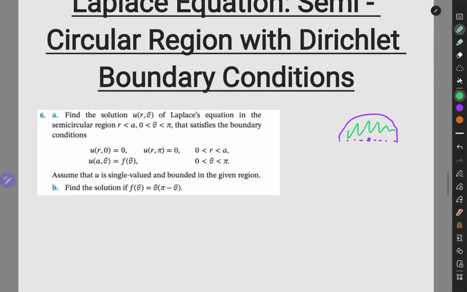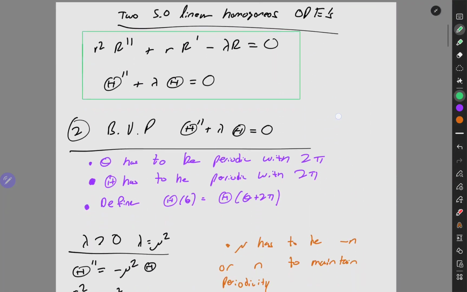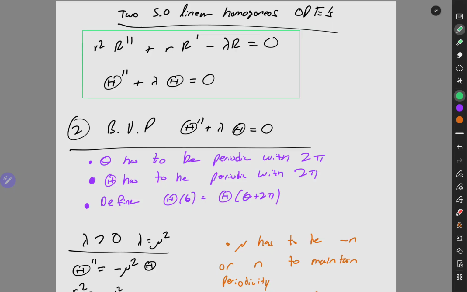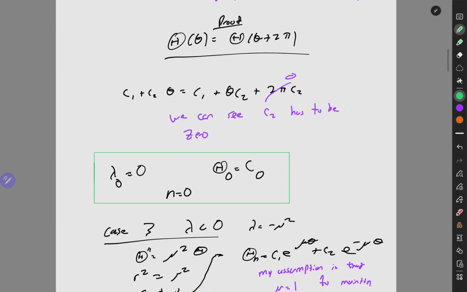Okay, so find a solution, u of r theta, just like before, in the semicircular region that satisfies the boundary conditions. We're given 3 conditions this time, so the boundary value problem is going to be easier to solve. We don't have to worry about theta being periodic. We don't have to do that weird thing we did last time, where we ensured that theta has to be periodic with 2 pi. That's the only way we were able to solve this boundary value problem with no boundary conditions. We just had to assume that each condition maintained periodicity.